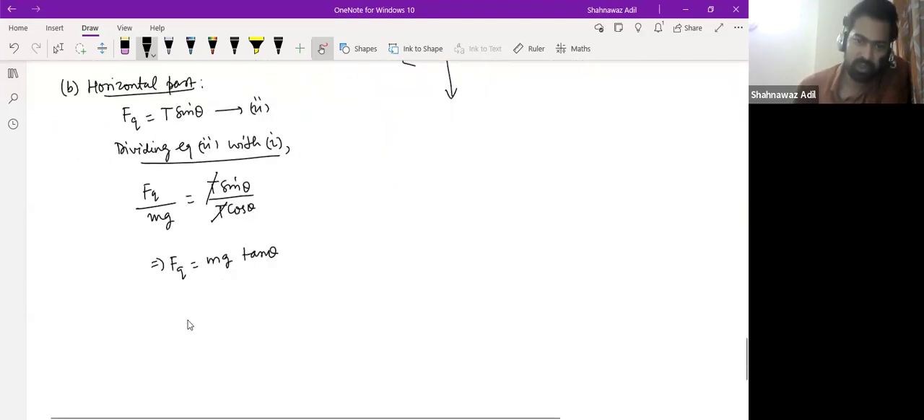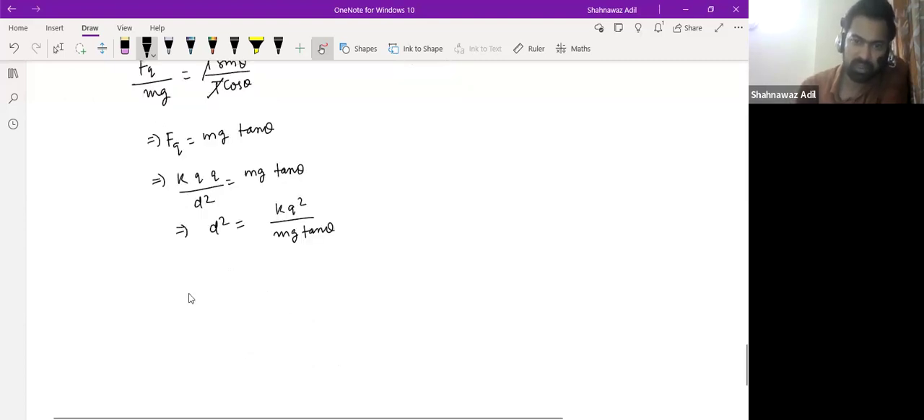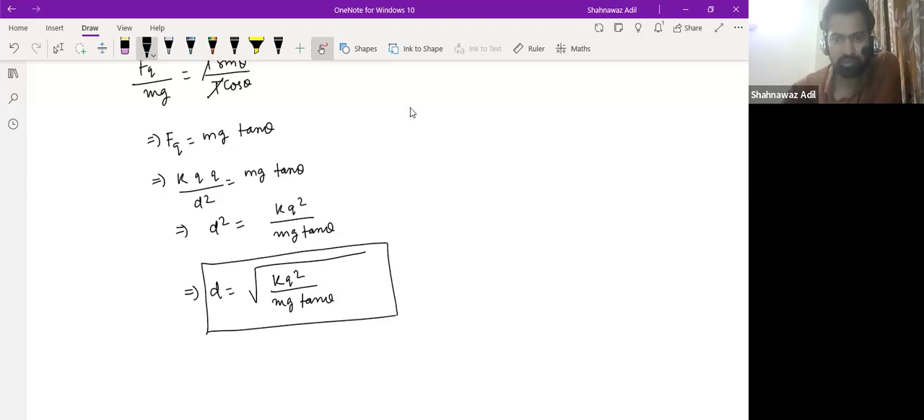So FQ is KQQ divided by D square, and that is mg tan theta. So we have D square, which is KQ square by mg tan theta. So D would be the root of KQ square by mg tan theta. So this would be D. Is it clear? Yes, sir.